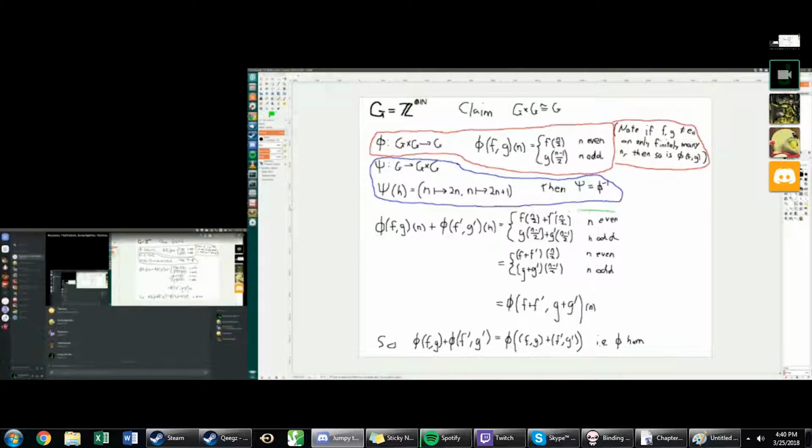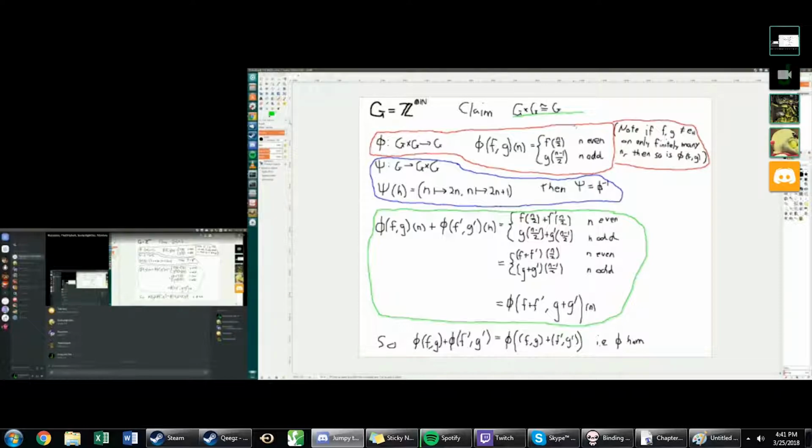And then green. I want to show it's a homomorphism, and it's just a calculation, right? If you have FG and F prime G prime, see what it does at N. If it's even, it's this. If it's odd, it's this. But that reduces to this by the definition of addition of functions, right? But this is just the definition of F plus F prime, G plus G prime. And that was for any N, so it's a homomorphism. And it's a bijective homomorphism, therefore it's an isomorphism, so we're done.